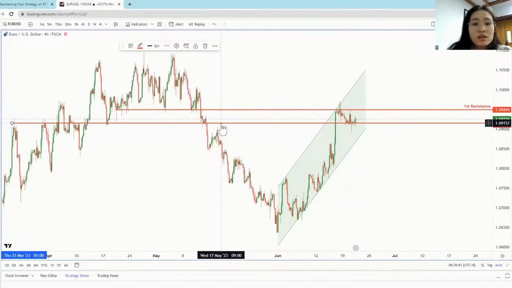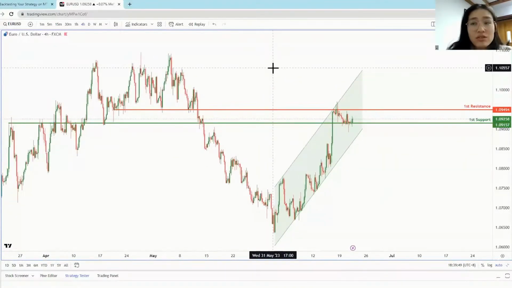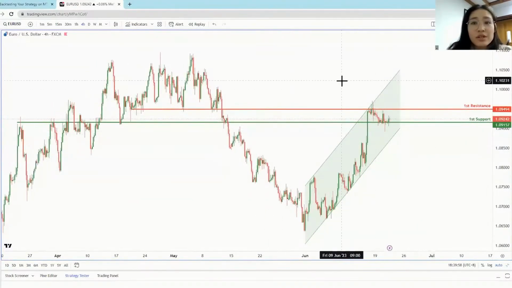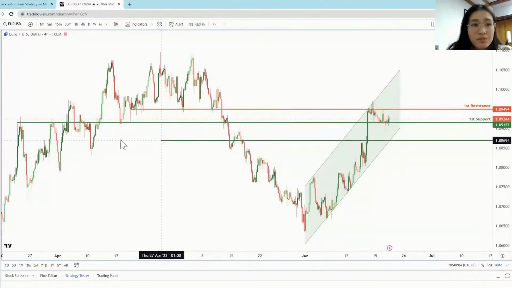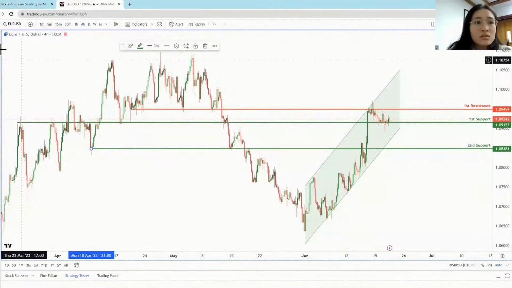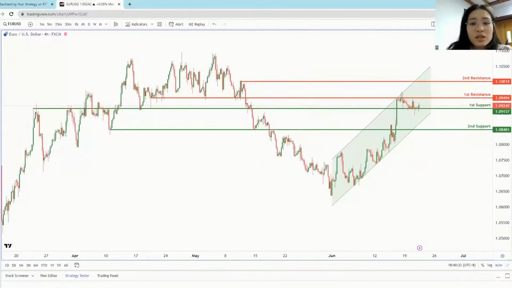Okay, and then this is my first support. So this is just purely based off of graphical analysis. So purely just swing highs and swing lows that are closest to where current price is. Then we'll go in later with our Fibonacci levels to adjust the levels accordingly if we need to. Okay, and then here is my second resistance.